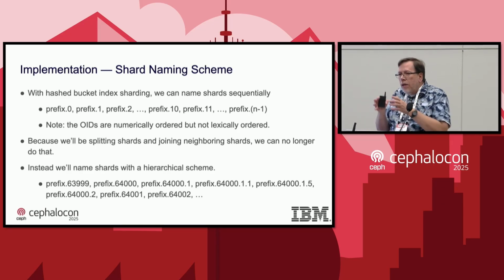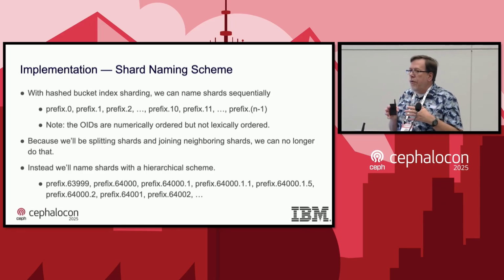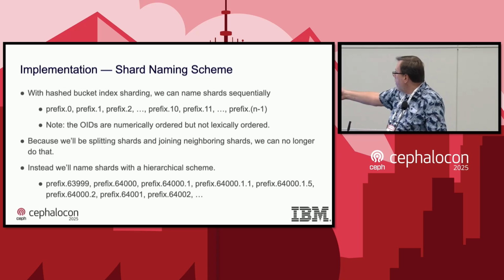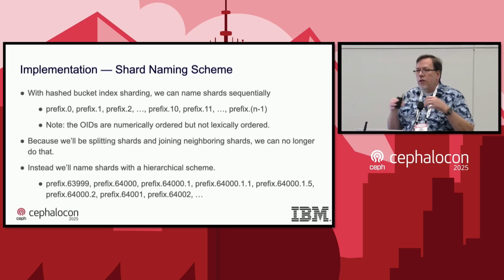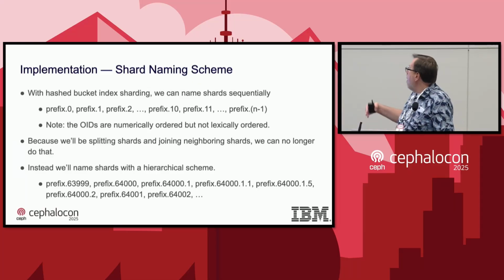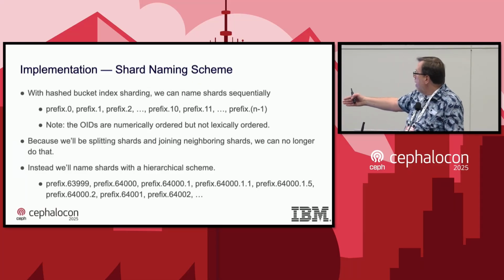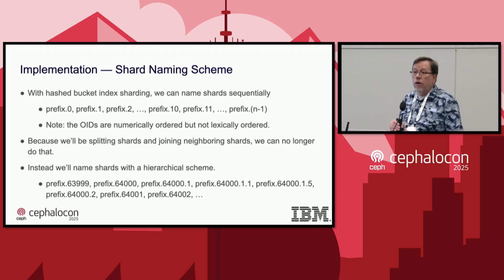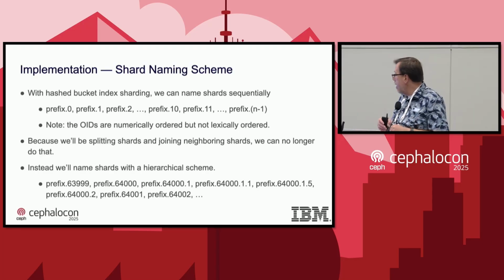Now, because we're going to allow splitting and joining, we can't do that. And so we're going to use instead a hierarchical naming scheme where we have a prefix and we start at 64,000 to allow it to grow in both directions, get lower and also get higher. And then we simply create new object names which are numerically higher or lower than the ones we already have in order to insert new names in there.